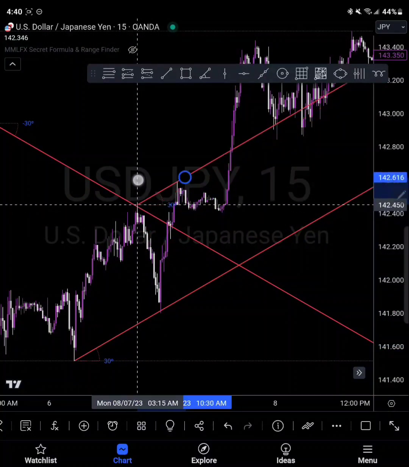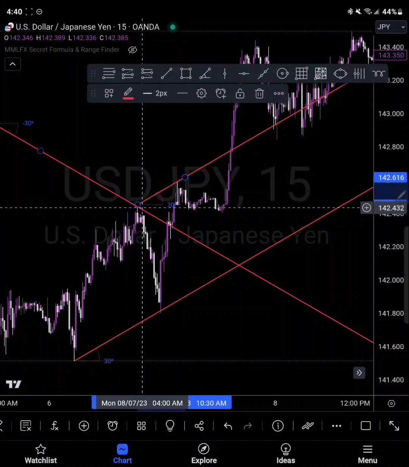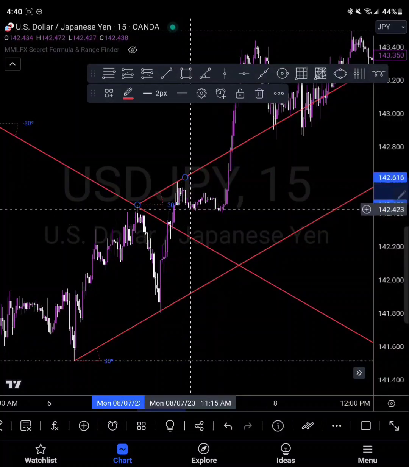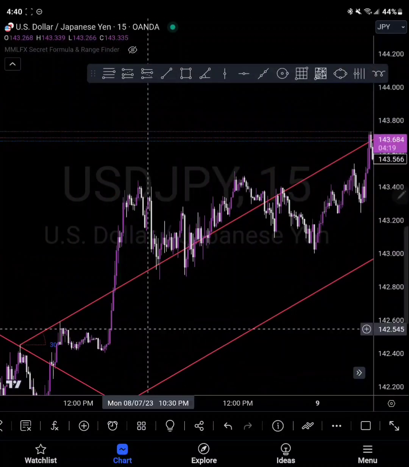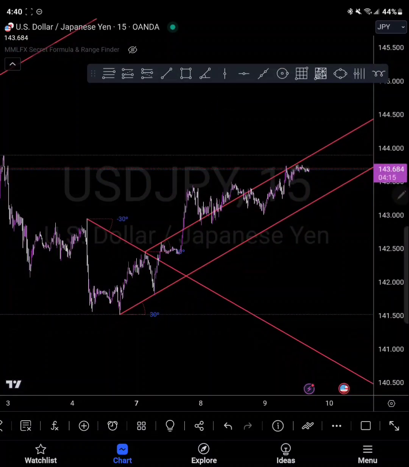Let's go off of this last one: when it touches the line from the first major high or low, the first time it touches that line coming off of it, it will go down. And if it doesn't touch the line, well, then it didn't touch the line.